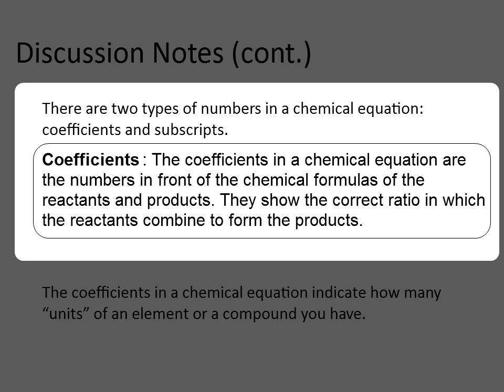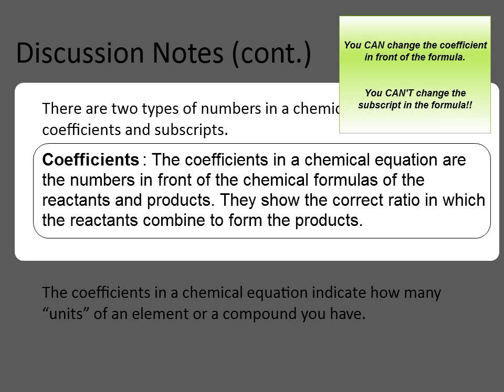There are 2 types of numbers in a chemical equation: coefficients and subscripts. A coefficient, like a number in a recipe, indicates how many of each ingredient can go together to make the products without having anything left over. Coefficients are the numbers you can change when you balance an equation. The subscript number is a part of the chemical formula and is not altered in balancing equations.